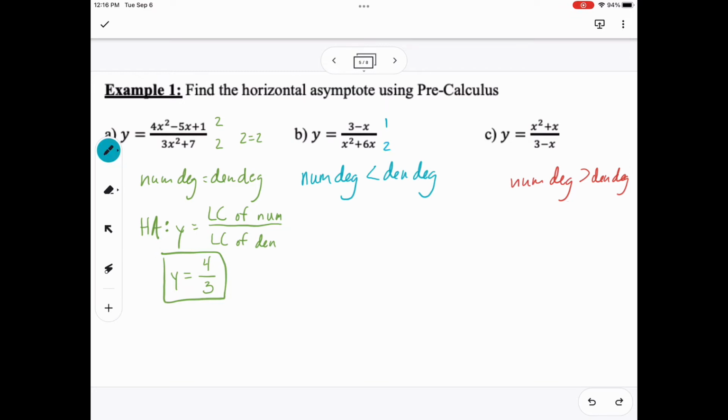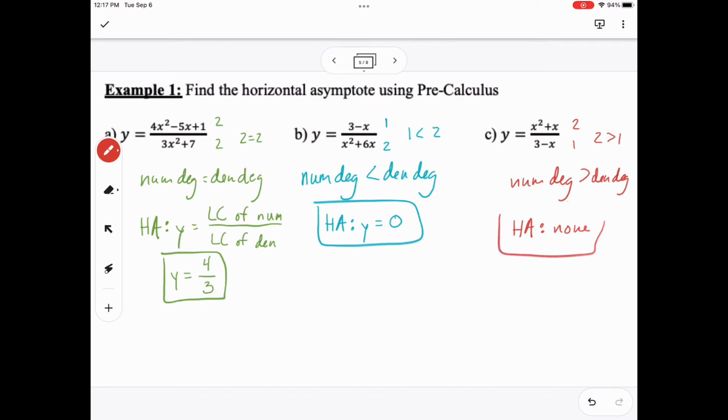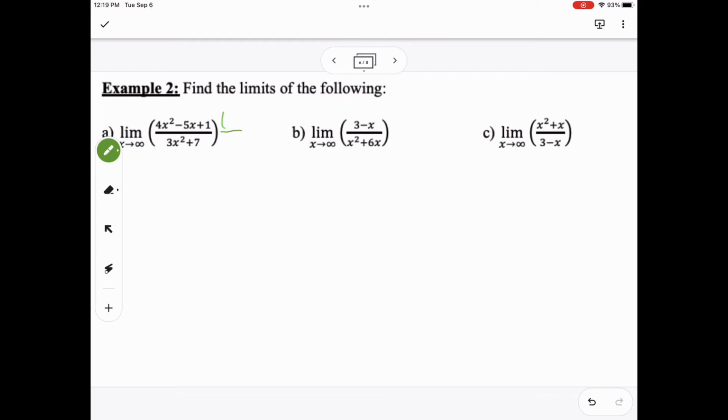In letter B, the exponent in the numerator is less than the exponent in the denominator, the degree. That means our horizontal asymptote was always going to be y equals 0 no matter what. And when the degree of the numerator was bigger than the denominator's degree, that meant we didn't have a horizontal asymptote at all. Now we have the tool to show you why that's the case. Looking at the limit, we can actually prove this.